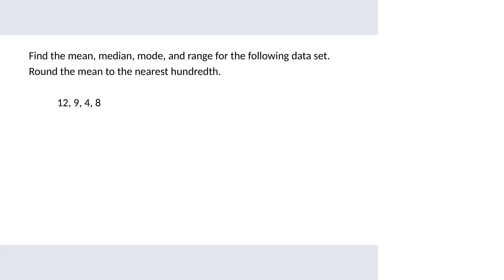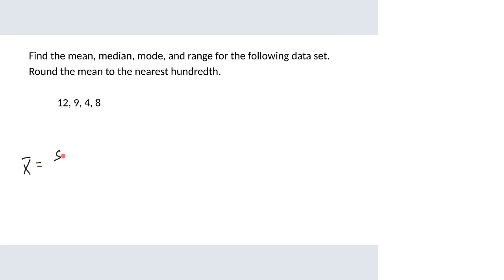Okay. Find a mean, median, and mode and range for the following data set. So we're going to do the exact same thing. There is one key difference here, though. This data set has an even number of data points. So it's going to be a little bit different than what we did last time as far as finding the median goes. For the mean, we're going to use the same process here.